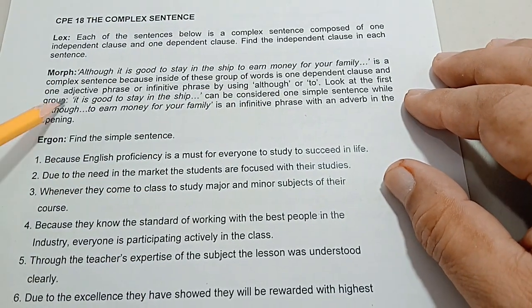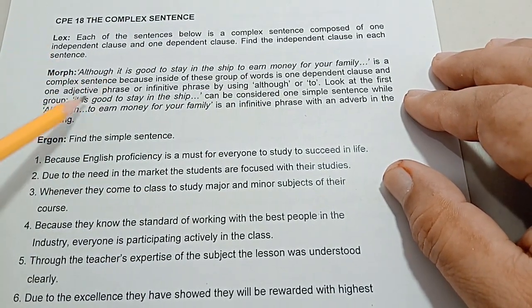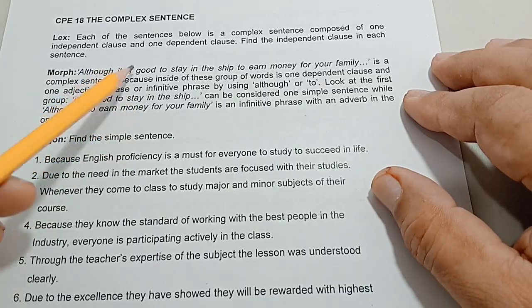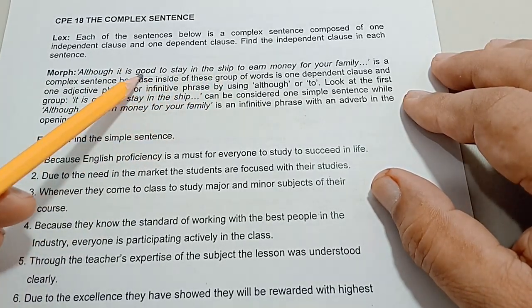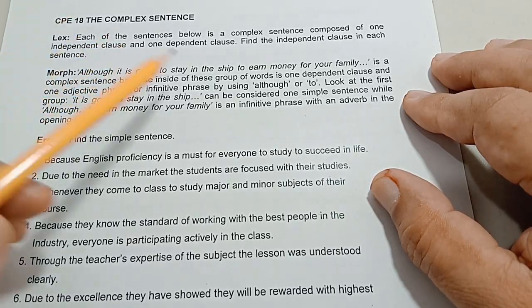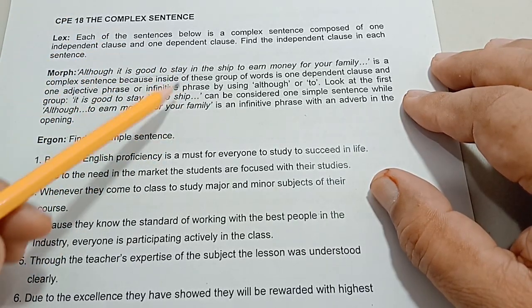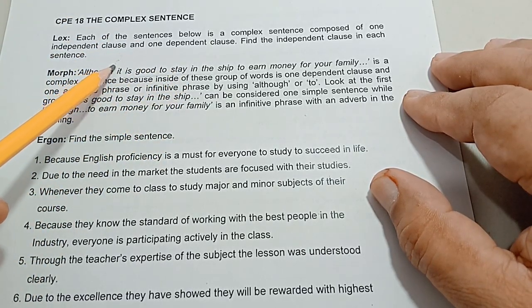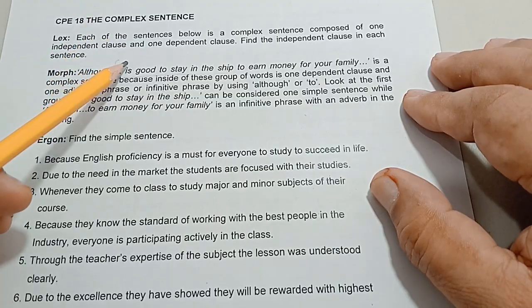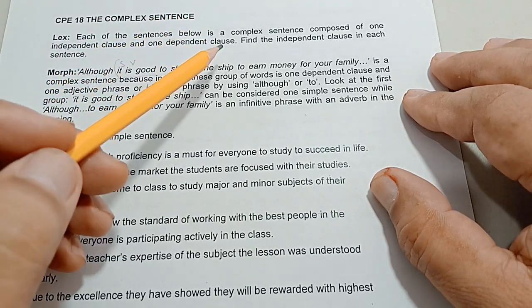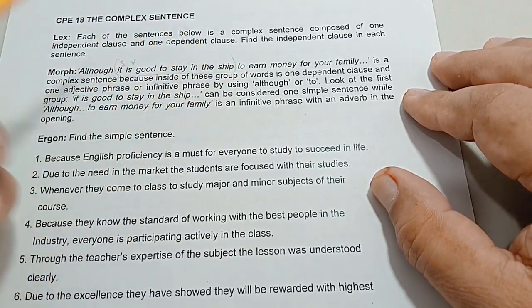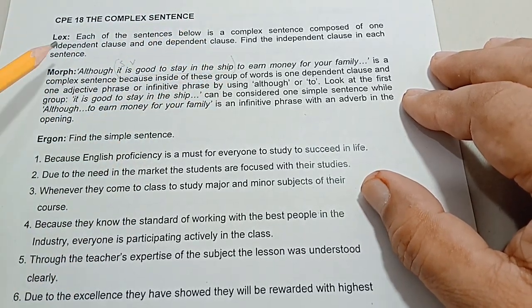Look at the first group. Say, it is good to stay in the ship. This one, it is good to stay in the ship. Right. So this is a simple sentence because why? You have the verb and the subject. This is inside of that sentence.